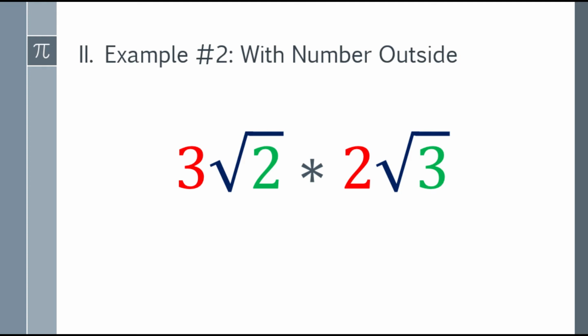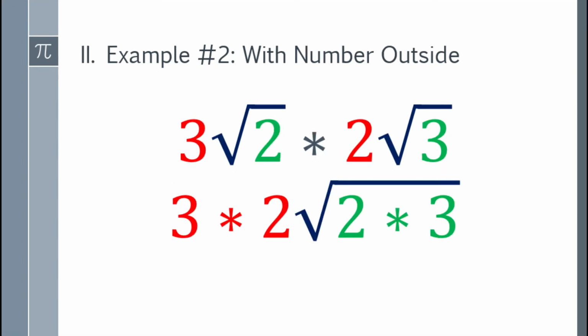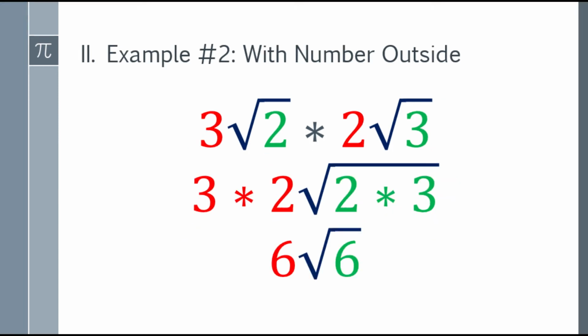Okay, next one. Example number 2. Paano naman kung may number outside the radical sign? For example, 3 square root of 2 times 2 square root of 3. Okay. So, pag ganyan, multiply mo lang parehas yung dalawang number sa labas, as 3 times 2. At multiply mo parehas naman yung nasa loob ng square root. So, we have the square root of 2 times 3. Simplify it. 3 times 2 ay 6. At sa loob ng square root, that will be 2 times 3. That is also 6. So the final answer will be 6 square root of 6.